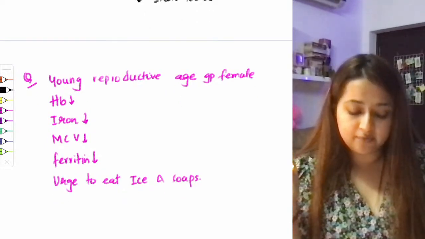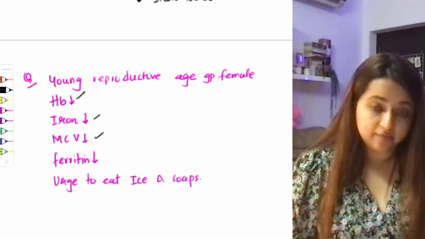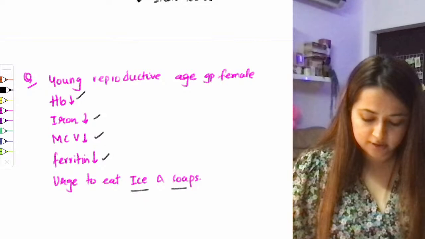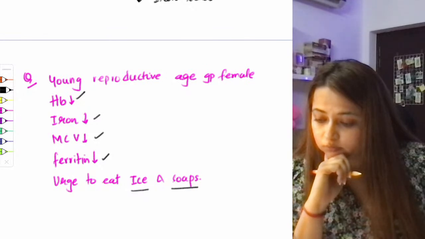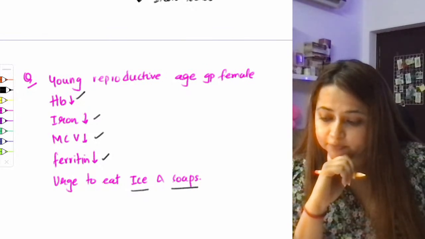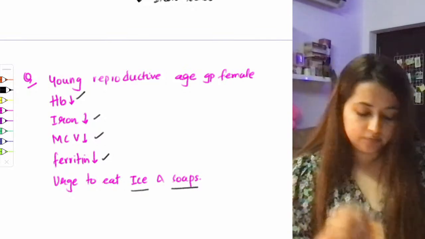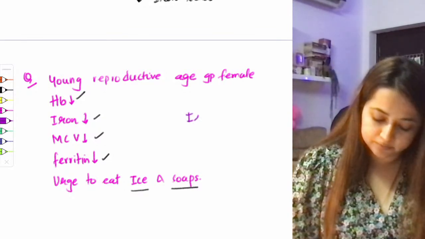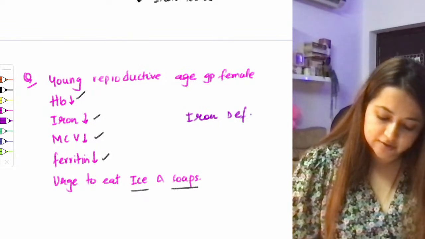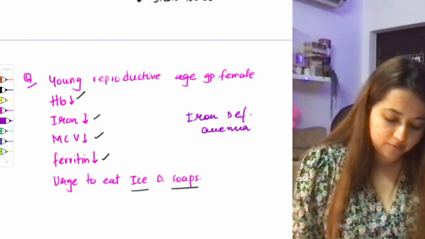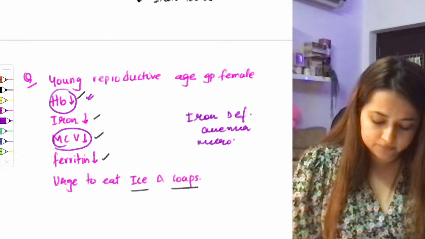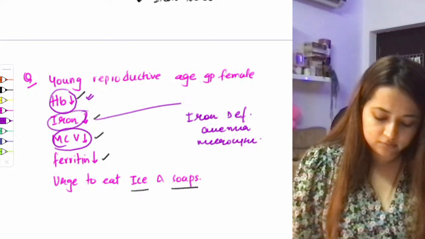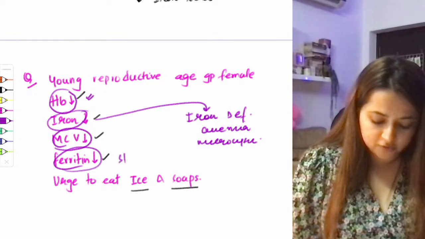Young reproductive age group female having less hemoglobin, less iron, less MCV, less ferritin, urge to eat ice and soaps. So what are we talking about here? Anyone? So we are talking about iron deficiency anemia. Why iron deficiency anemia? Number one, hemoglobin is less, so anemia. Second, MCV is less, so it's microcytic. Third, iron is less, iron deficiency. Ferritin is also less, which is the storage form of iron.